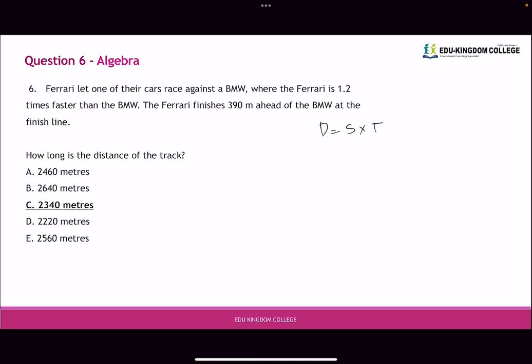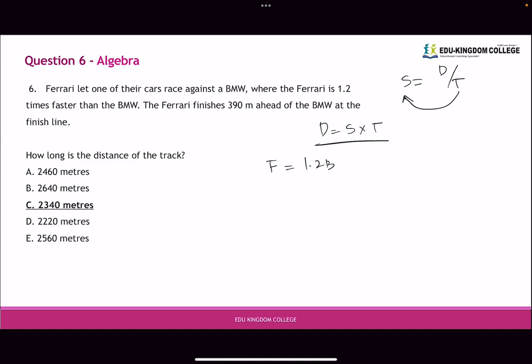Another way to remember it is if you have units for speed, so speed equals kilometers per hour, kilometers is distance, hour is time. So it's d over t, or d per t. I'm going to use this, because it's just the t moved over, and this is more useful for me. So I'm going to call Ferrari F. Ferrari equals 1.2b, or 1.2 times the BMW, in terms of speed.